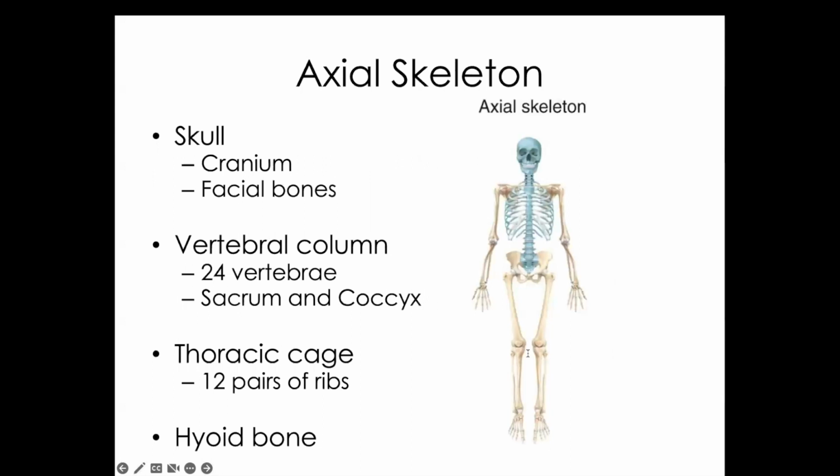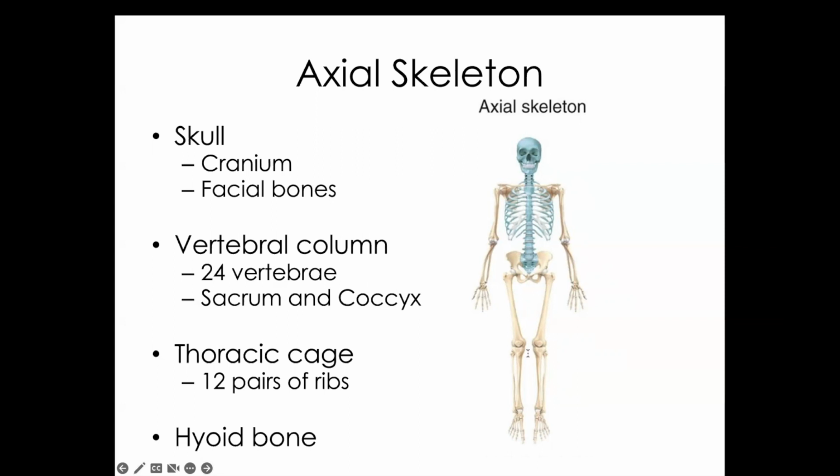So once again, the axial skeleton is made up of the skull, the vertebral column, the thoracic cage, and the hyoid bone. The skull is composed of several bones that make up the cranium and then the facial bones. The vertebral column is made up of 24 vertebrae as well as the sacrum and the coccyx. The sacrum is 5 fused vertebrae and the coccyx is 4 fused vertebrae. The thoracic cage is 12 pairs of ribs. And finally, the hyoid bone is a floating bone found in the throat and held by a bunch of ligaments.